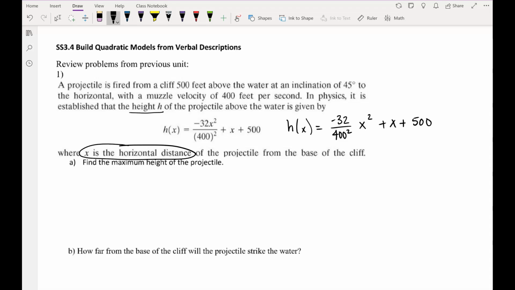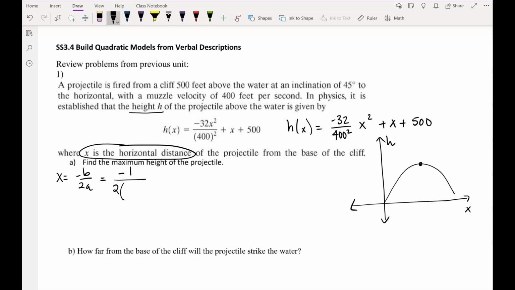So part A says, find the maximum height of the projectile. Well, this has an x squared, meaning that it's a parabola. So if I have to guess, you're going to sketch it out and it should look something like this, okay? So x is your horizontal distance, y is your height. If I'm looking for the vertex, that's the maximum height. So you can do it by hand. The vertex x-coordinate is negative b divided by 2a, and your b value is 1, so that's going to be negative 1 all over 2 times a. A is negative 32 over 400 quantity squared, okay?